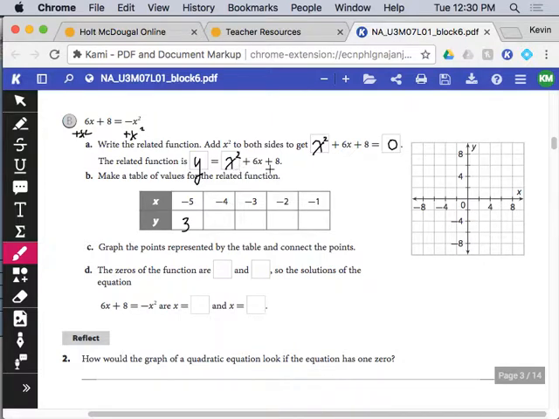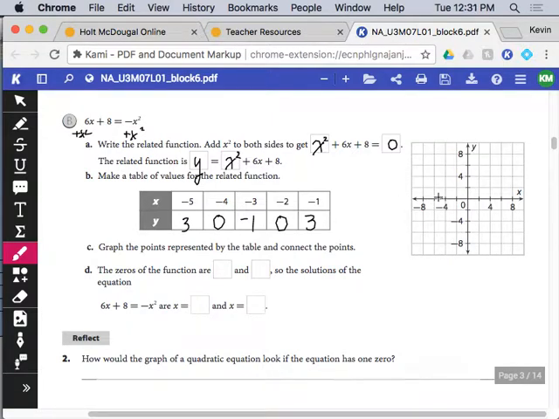Negative 4 squared is 16. Minus 24 is negative 8. Plus 8 is 0. Negative 3 squared is 9. Minus 18 is negative 9. Plus 8 is negative 1. And then by symmetry, we can fill in the rest of these points. Now, do I have to graph this function to see where the zeros are? No, they're right there. x equals negative 4 and x equals negative 2, but let's check it.